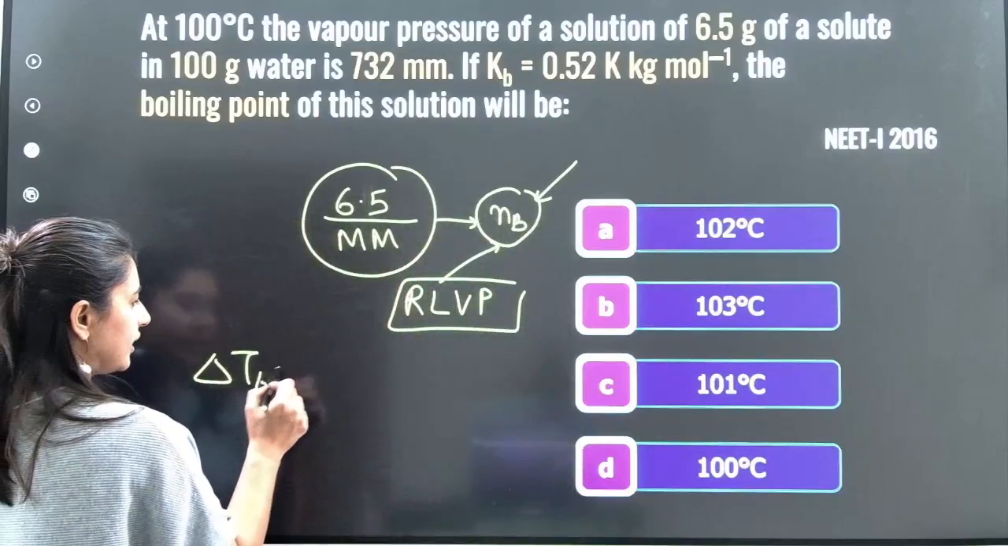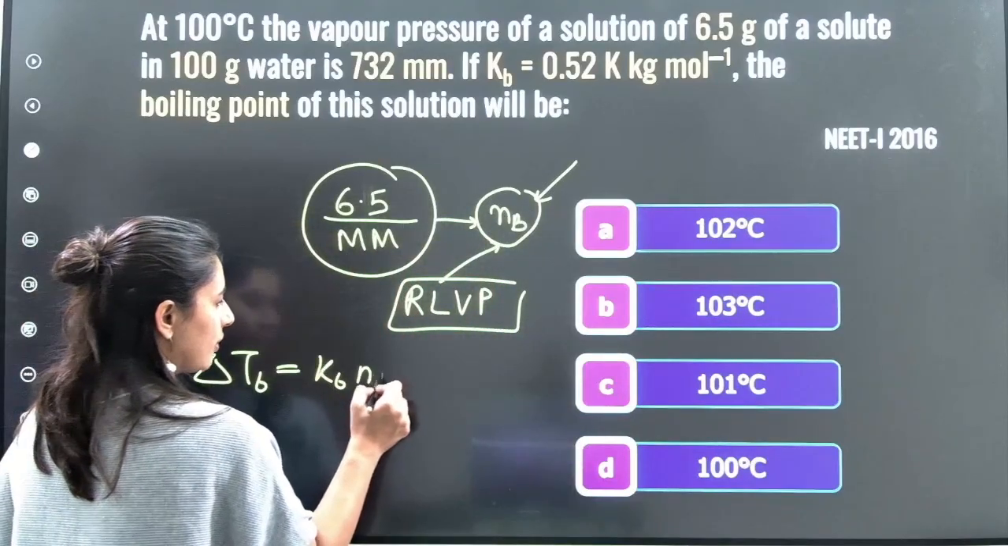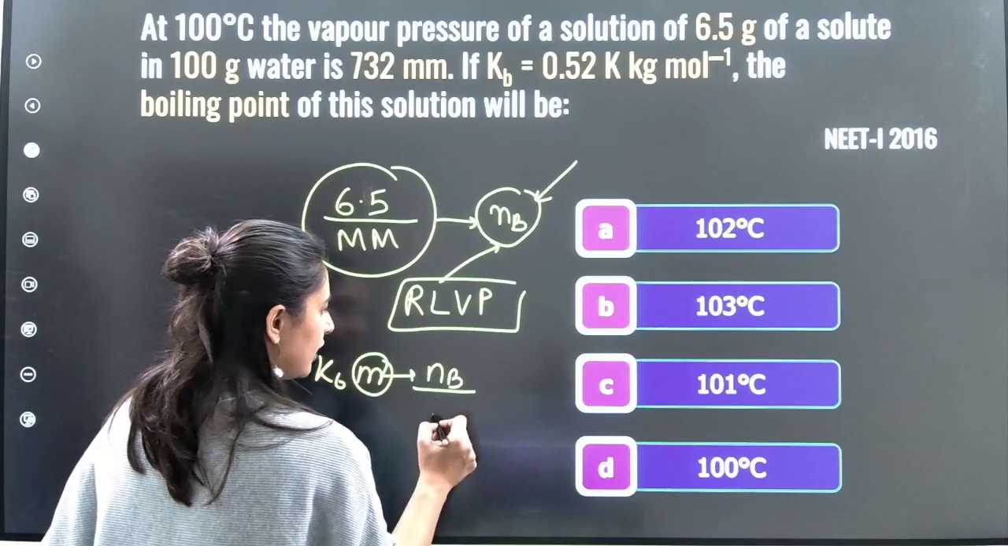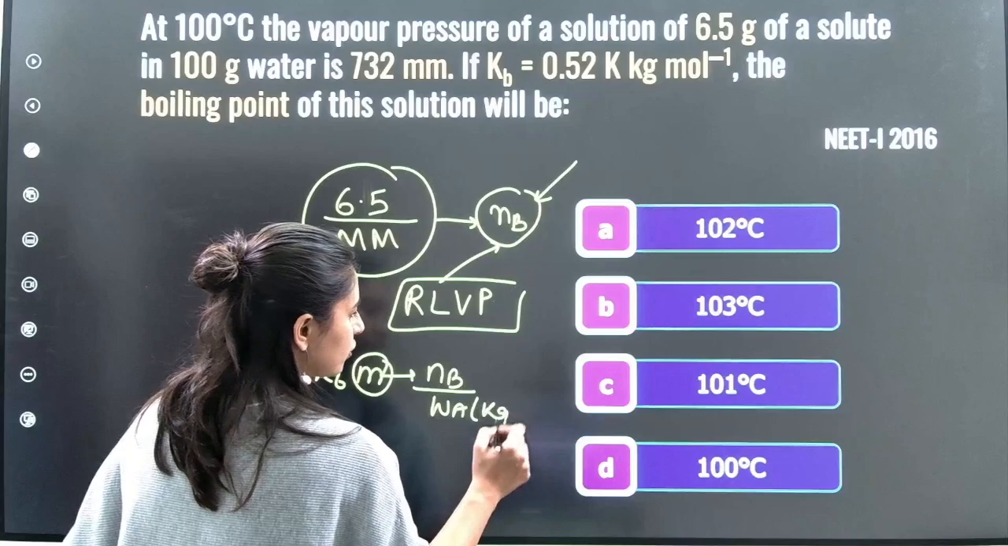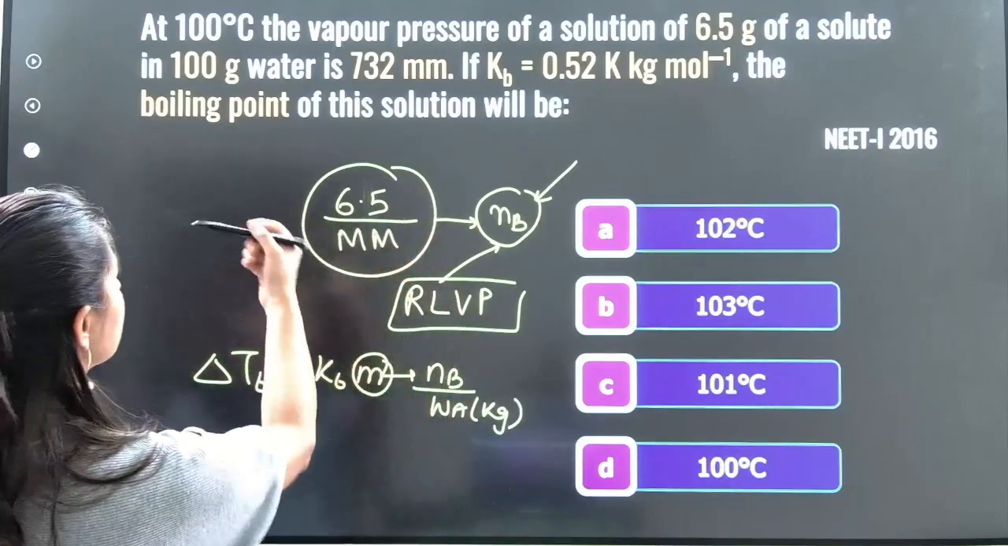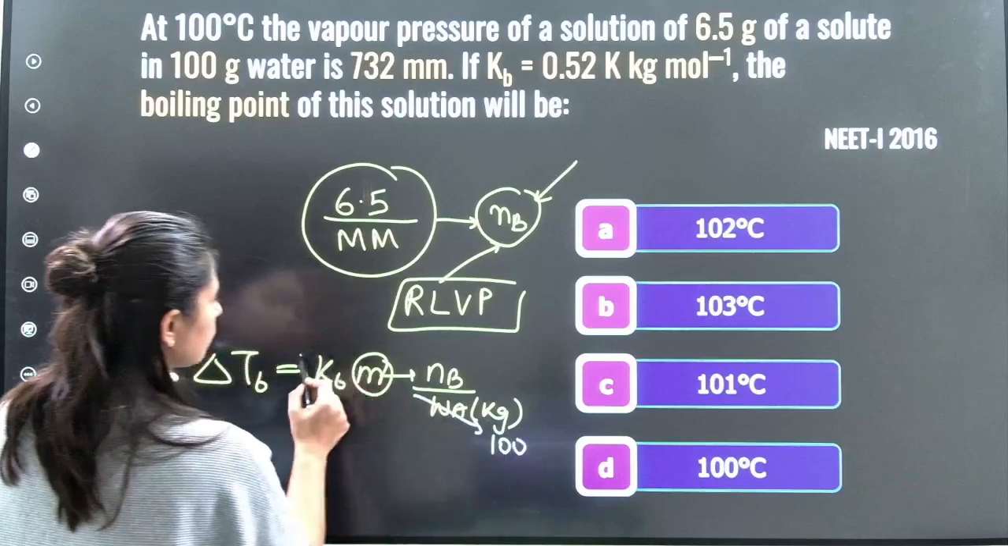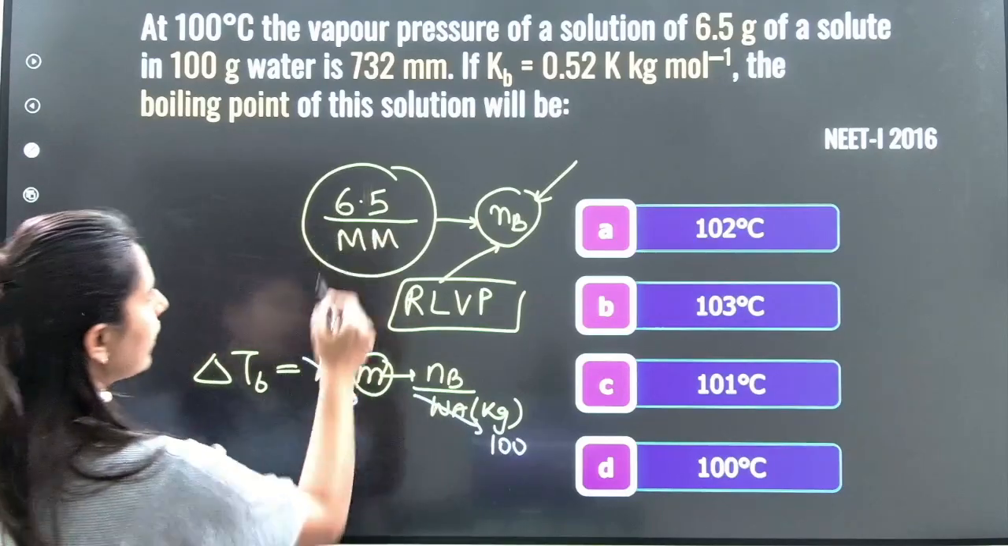That delta TB is equal to KB m. M here will be NB divided by the weight of the solvent in kg, which is given to us. This is given to us, 100 gram of the water. Great. This is also given to us. KB is 0.52.